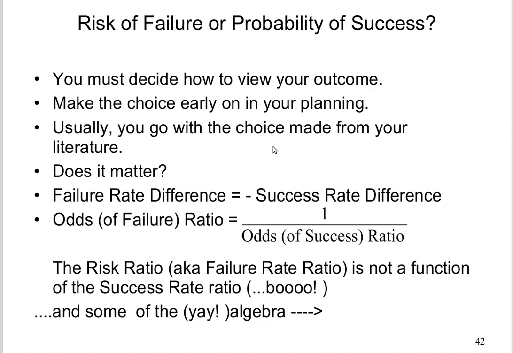Now we come to the first ouch, and that is that the risk ratio or the failure rate ratio is not a simple function of the success rate ratio. Ouch. It means that you need to formulate in advance whether you wish to study a failure rate ratio or a success rate ratio, because your analysis will be different. Another uh-oh, right?